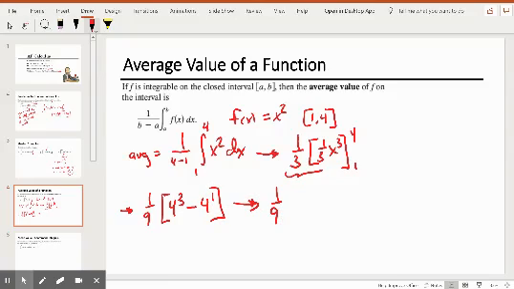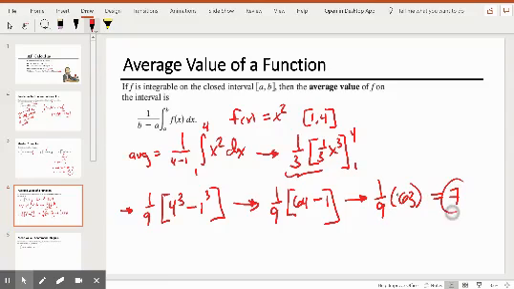This gives us 1/9 times 64. Oh, silly me, that should have been a 1 to the third here. 64 minus 1. This gives us 1/9 times 63, and our answer is 7. And that is the average value of f of x on the interval 1, 4.